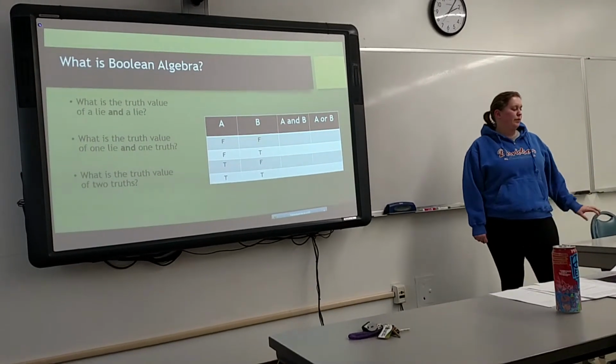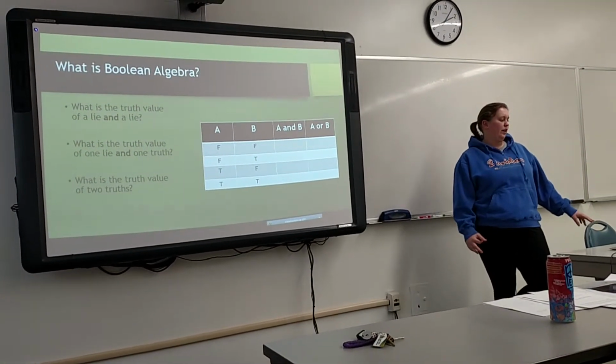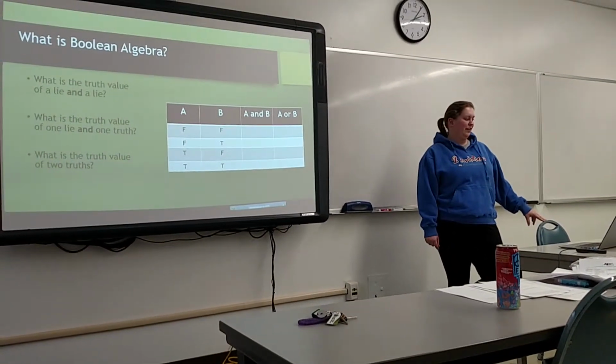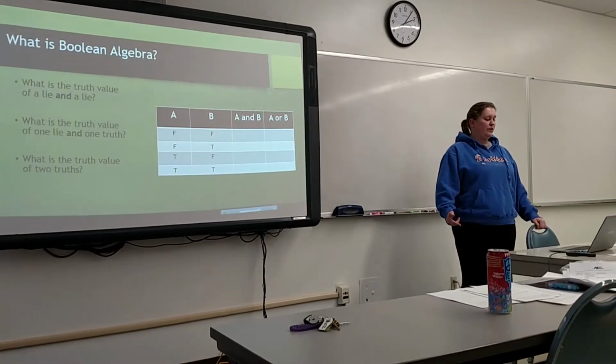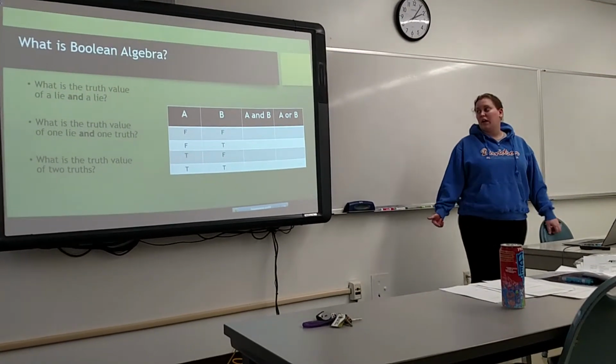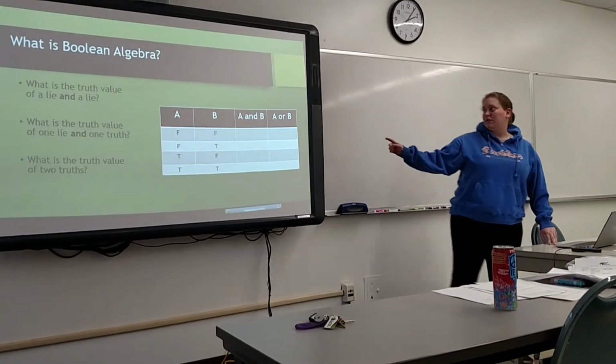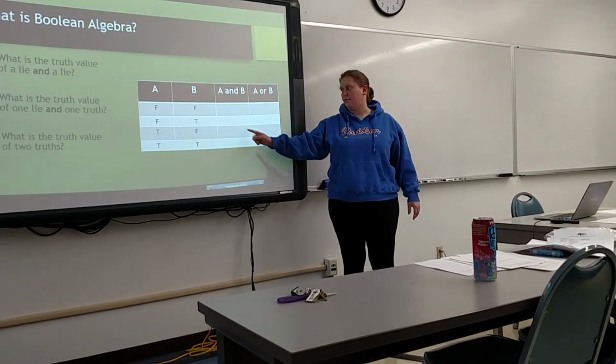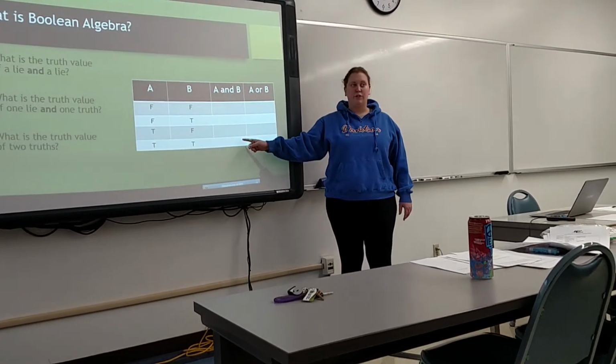So what is Boolean algebra? If I told you that you had a lie and a lie, what would you think that would be? A lie. If I had one lie and one truth, that would still be a lie. And then you can see you would fill in right here, so it'd be F, false, F, false, F. And then two truths would be a true.